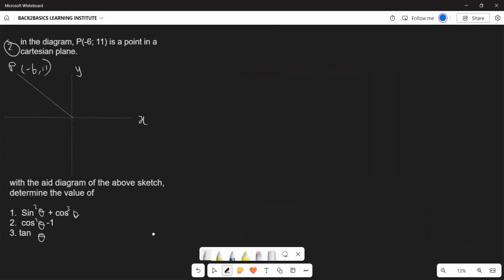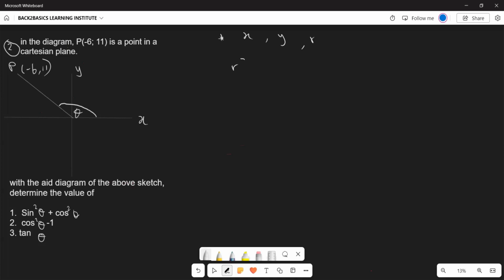You say with the diagram above, you need to determine sine squared theta plus cos squared theta subtract 1, and also your tan of theta, right? Now, what is it that you're going to do? Firstly, in number 1, remember I said the first thing is you have your value of x, your value of y, and your value of r, right? Do you have your value of r? If no, that's where you're going to start. You have your x, yes, you have your y, yes, but you don't have your r.